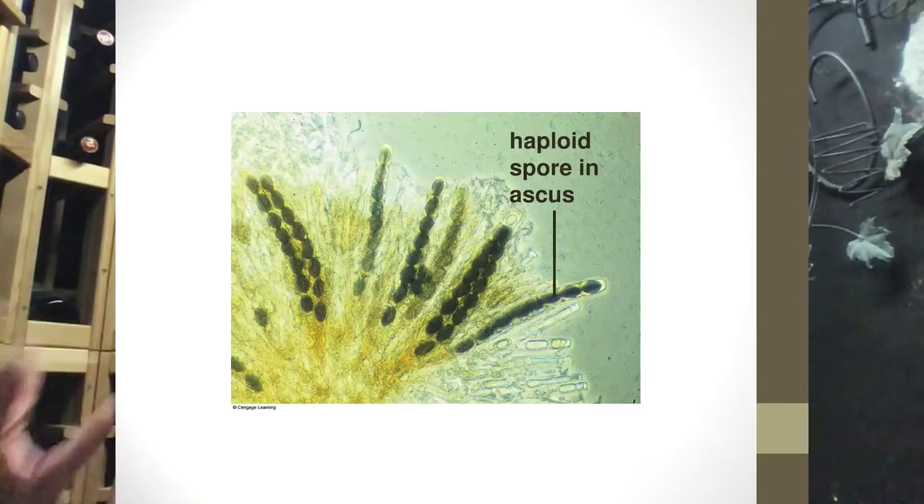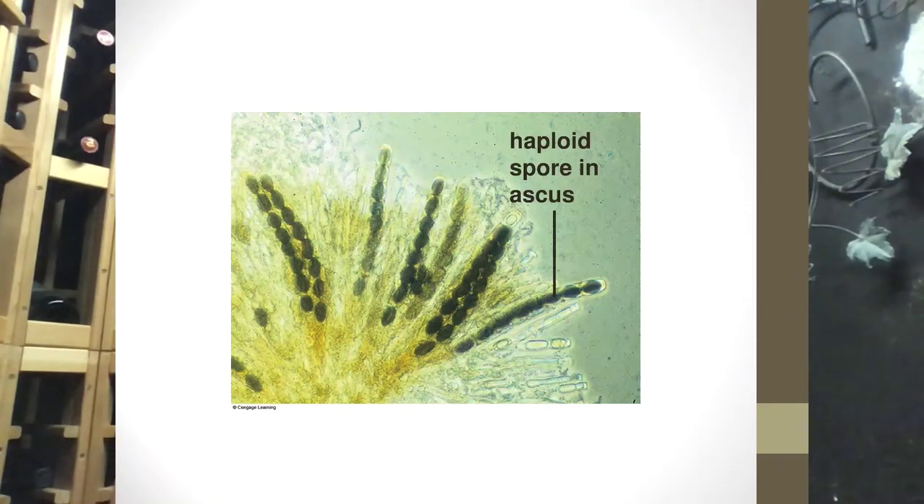So again, you've got to get your spelling down. If I'm talking about several of those sacs, the plural is asci, A-S-C-I. If I'm referring to one of them, it's an ascus. It's important to understand the structure before we get into the life cycle.